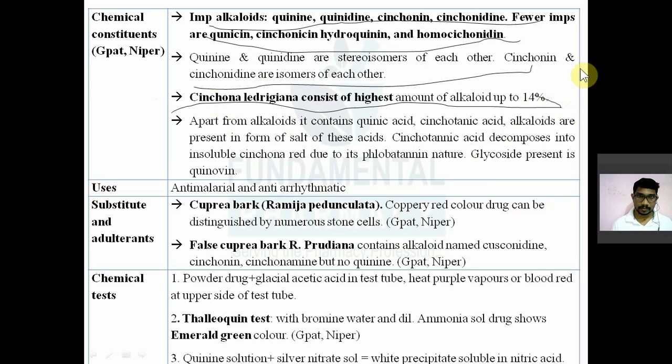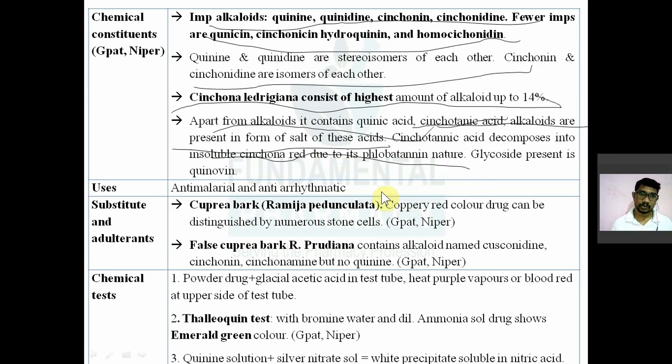Apart from alkaloids, it also contains other components like tannic acid, quinic acid and cinchotannic acid. Alkaloids are present in the form of salts of these acids. In cinchona they are present as salts of quinic acid. Remember cinchotannic acid: it decomposes into insoluble cinchona red due to its phlobatannin nature. The glycoside present in cinchona is quinovin.